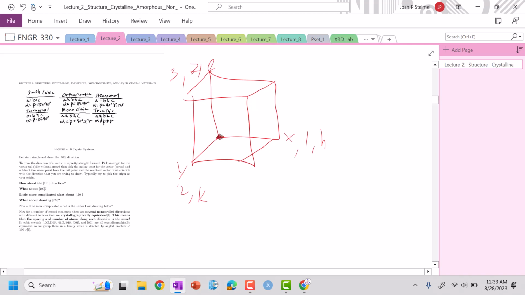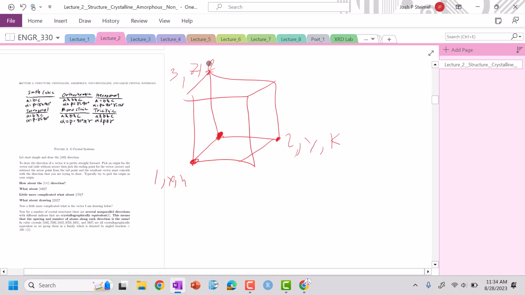This is our origin. The origin, when we're drawing directions, never changes. This is location 0, 0, 0. And this is going to be location 1, 0, 0. I like to do the opposite, so this is going to be 1 along x, right hand, 2 along y. So this will be the 1, 0, 0 direction. This will be 0, 1, 0. This will be 0, 0, 1.